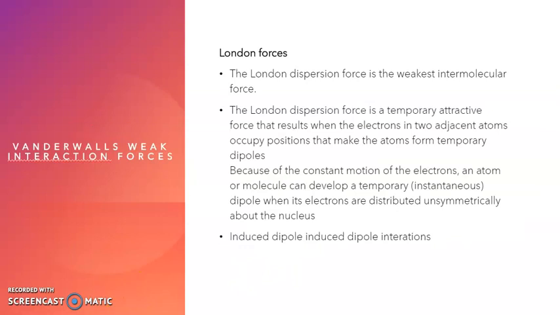Finally, London forces or dispersion forces. These forces are the weakest intermolecular force. The London dispersion force is a temporary attractive force which results when the electrons in two adjacent atoms occupy positions that make the atoms form temporary dipoles. Because of constant motion of electrons, an atom or molecule can develop a temporary or instantaneous dipole when its electrons are distributed unsymmetrically about the nucleus. So these are nothing but induced dipole kind of interactions.